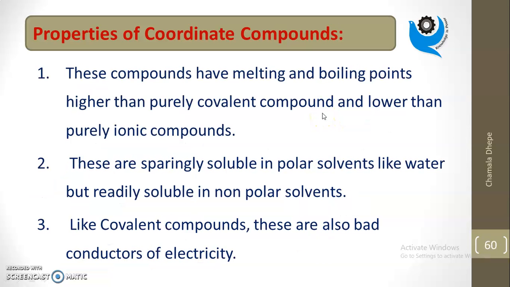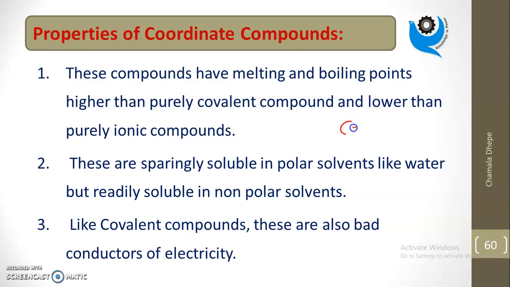Okay. Next we are going to start the properties of coordinate compounds. So see, already we have seen the properties of electrovalent compounds and covalent compounds. Now we are going to see the properties of coordinate compounds. First property is that this compound has a melting point and boiling point higher than the purely covalent compound and lower than the purely ionic compound. Means they are in between these two.